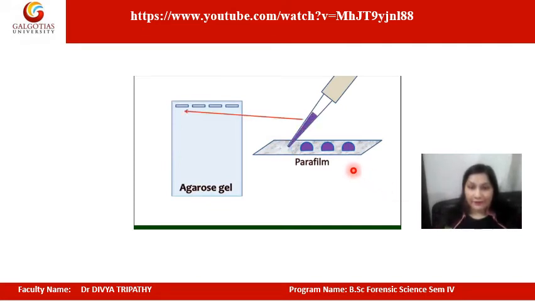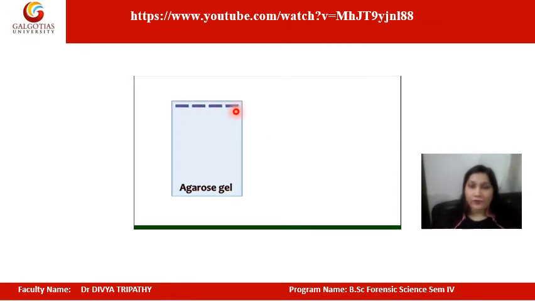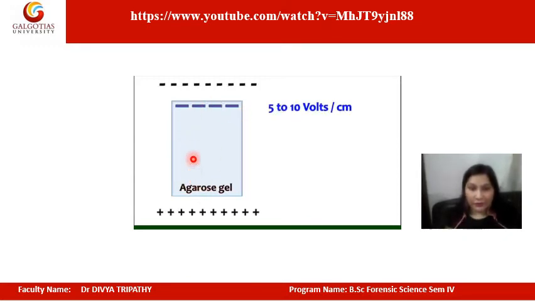Now we are adding parafilm over here on the gel. You can see these are the grooves made by the comb. We have to remove the comb before filling these grooves with the mixture. This is the agarose gel.